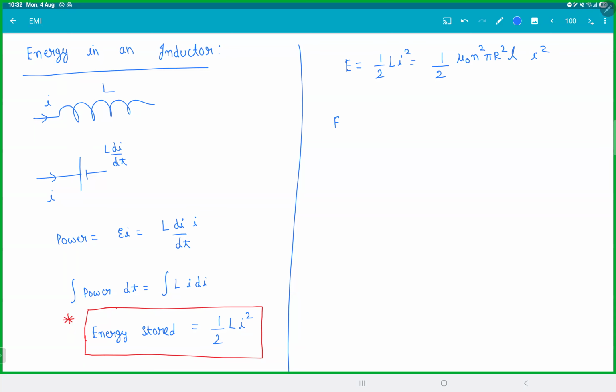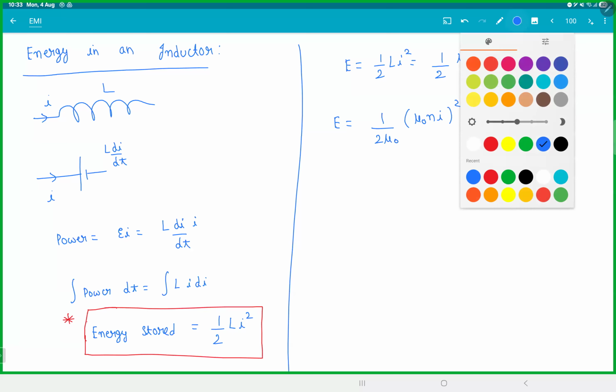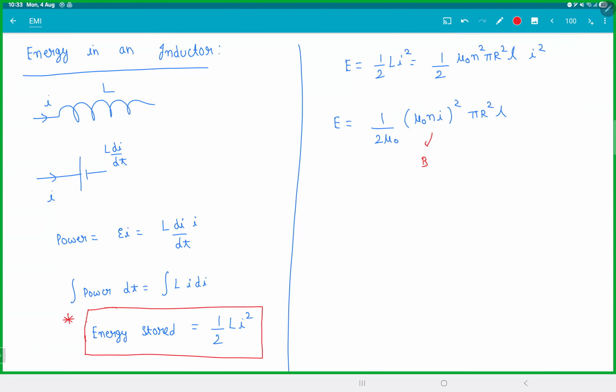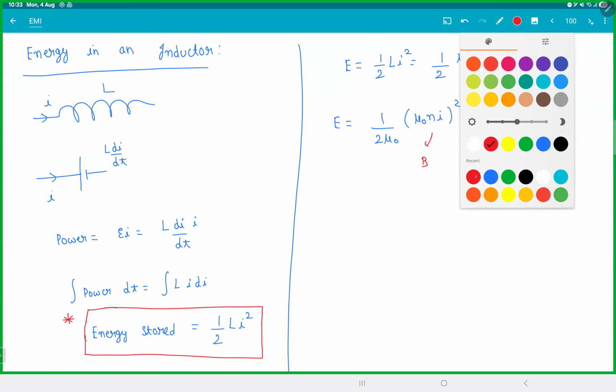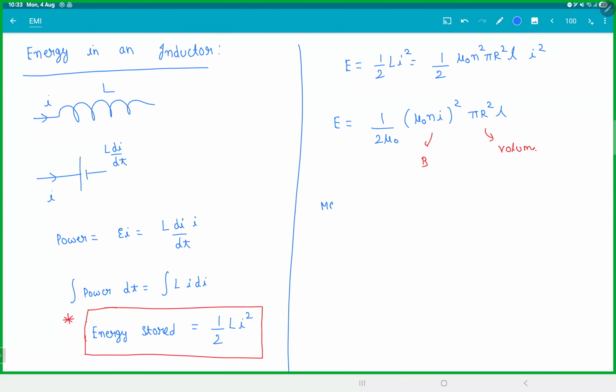You can arrange this a bit. 1 by 2 mu naught, this will become mu naught Ni whole square pi r square L. That becomes your magnetic field. This becomes your volume. Then we get energy density. Magnetic energy density. I think I taught you this thing in the field pressure.